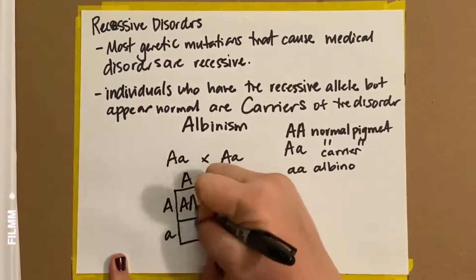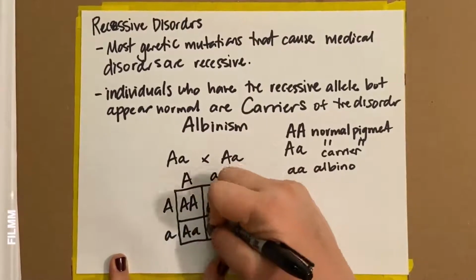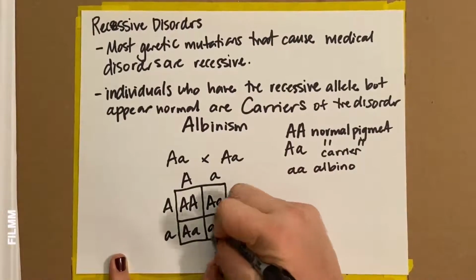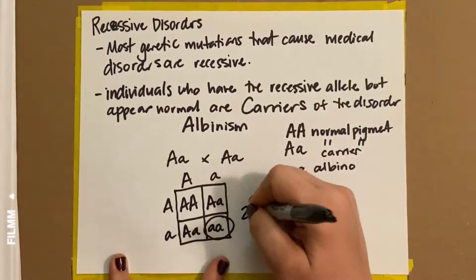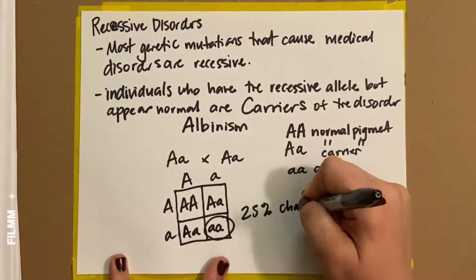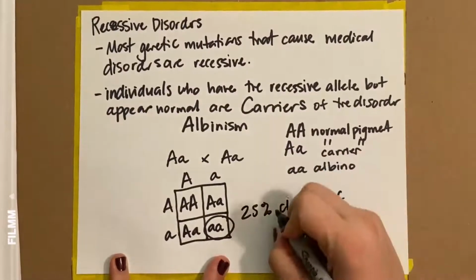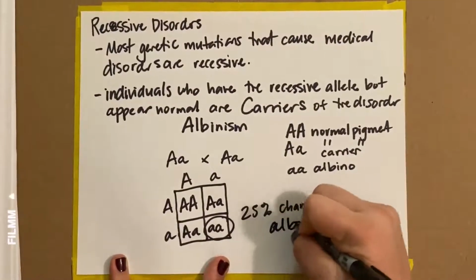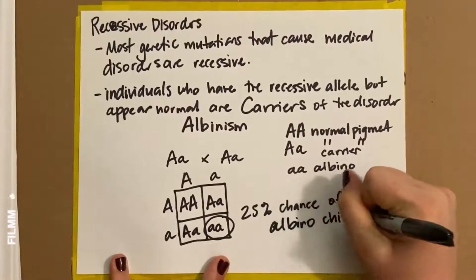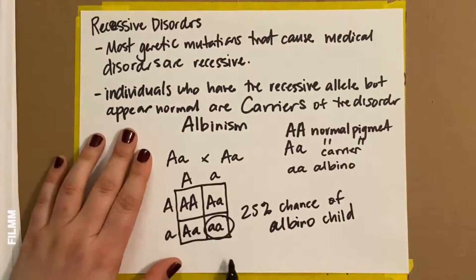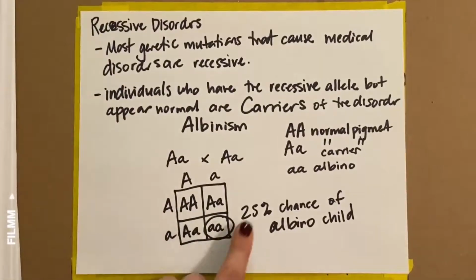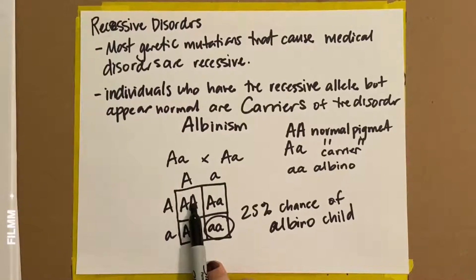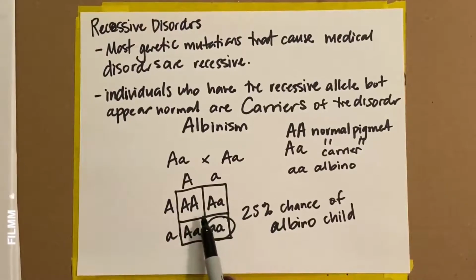Okay, so you can do the actual cross. And this individual right here would be a 25% chance of having an albino child. Okay, so it's 1/4. There's 4 up here and one of them, so 1/4 is going to be 25% chance. Okay, this individual would have normal pigment and is not a carrier. 2 of these offspring could be carriers, and then the last one would be an albino.